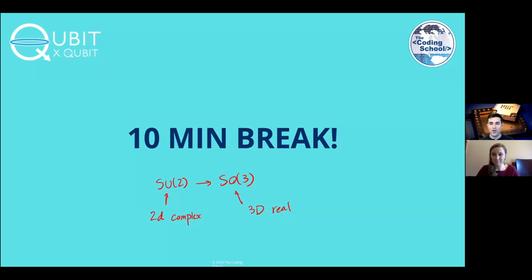But the answer to your question is, again, the TLDR is that the reason why there's a factor of 2 in theta over 2 instead of theta is because of some mathematical mapping.